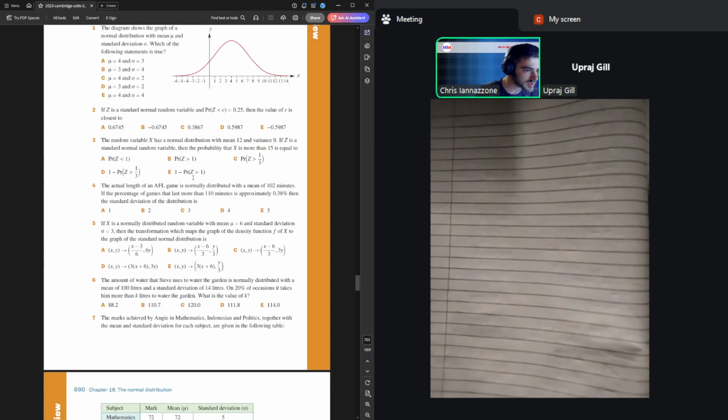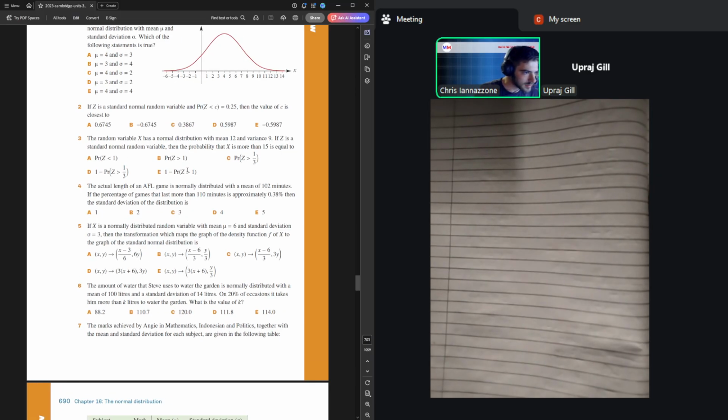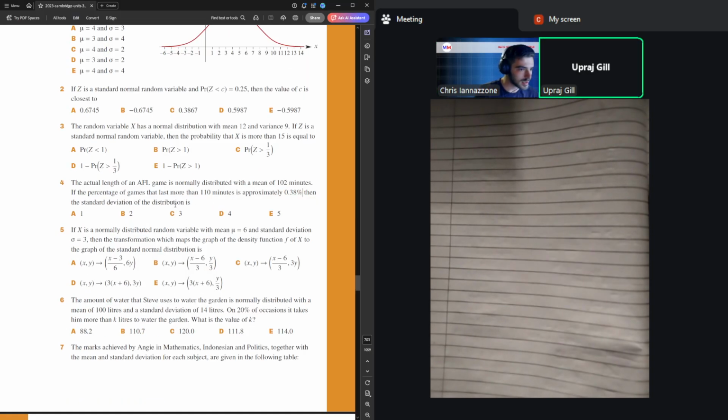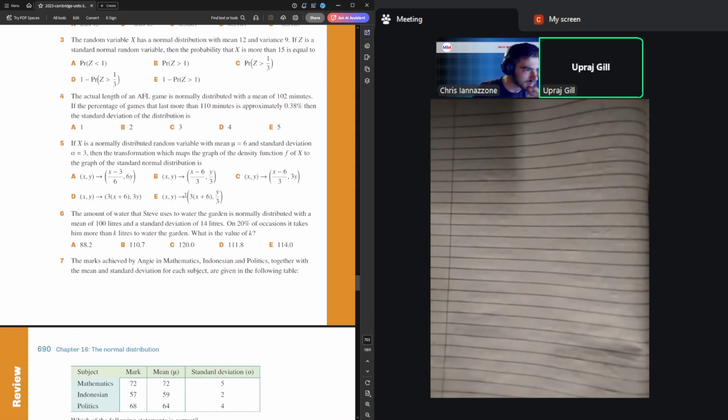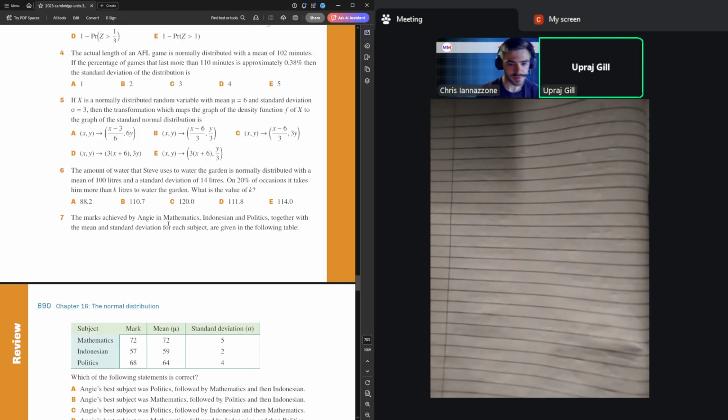Okay, we're doing the multis. I believe we ended on question 4. Yeah, that was the one that you did for me, because I couldn't understand. That was with the 0.38% thing, percentage of games, get the standard deviation. Yeah, that was the Z stuff. Do you want to repeat that or continue on with the next one? Yes, please. Yeah, certainly. Go for it.